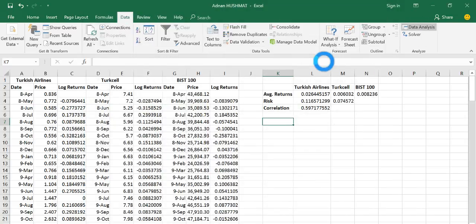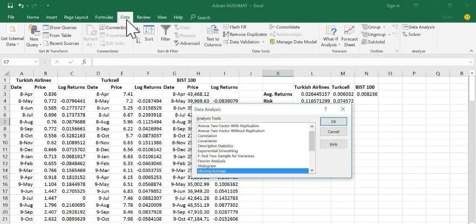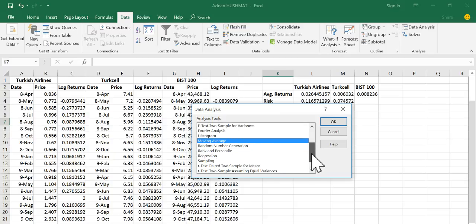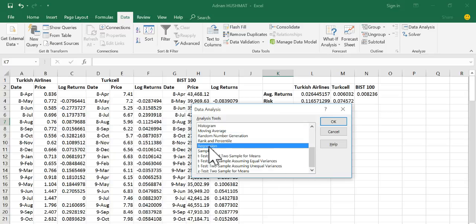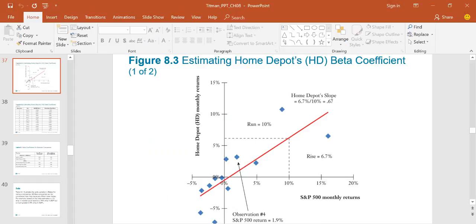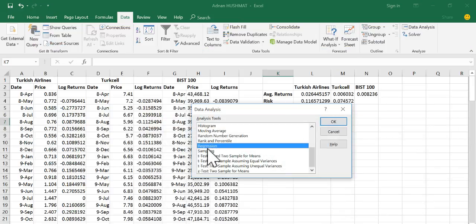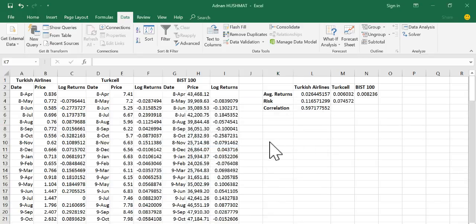So I press Data Analysis in the Data tab, and here you select Regression. We need to regress the stock returns over the market returns, just like this picture. So you go to Regression. Okay, please wait, I think it will, oh yes, it is here.